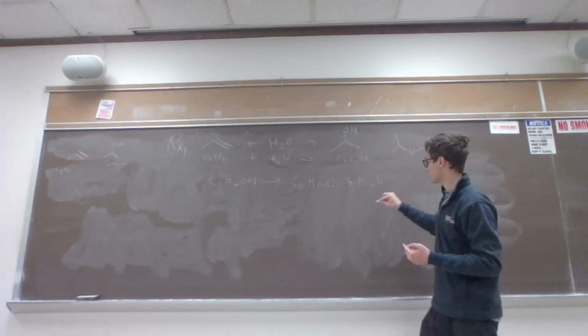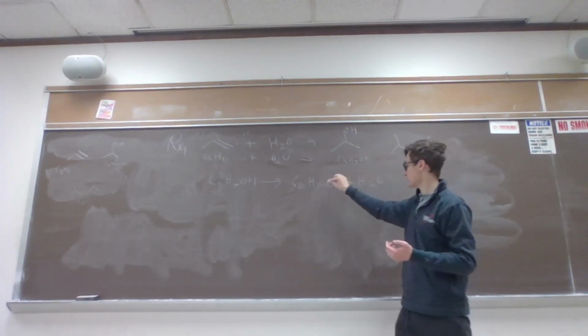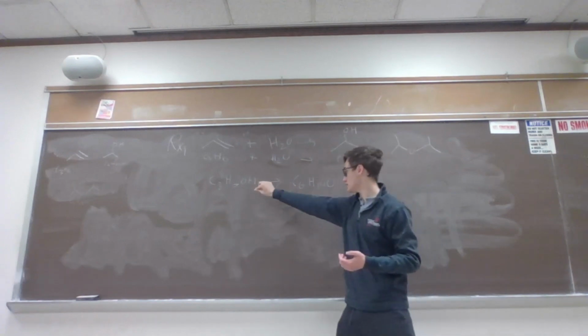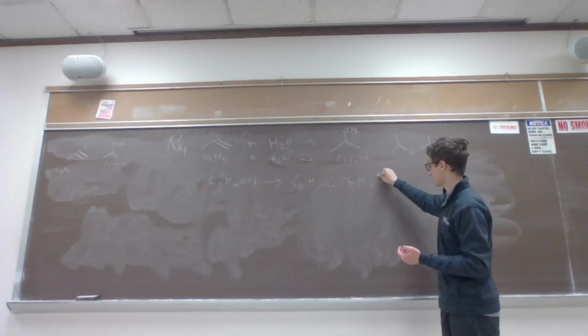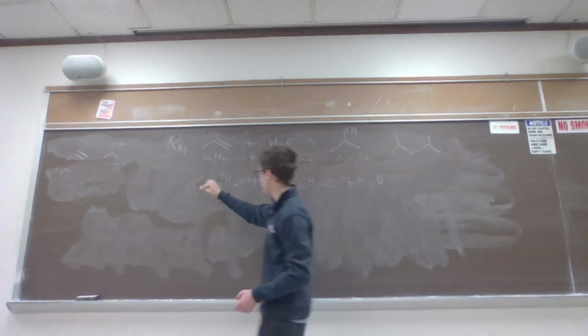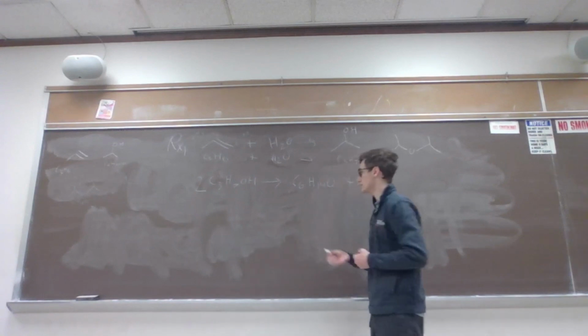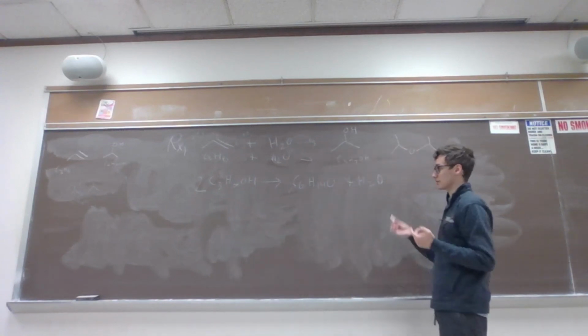So we have 6 carbons and we have 3 carbons. We have 16 hydrogens and we have 8 hydrogens. We have 2 oxygens and we have 1 oxygen. And so we have to add a 2 onto this side to create our stoichiometric reaction equations.